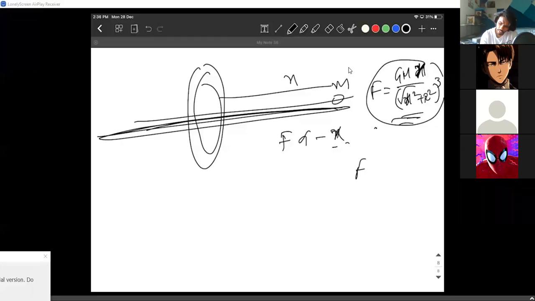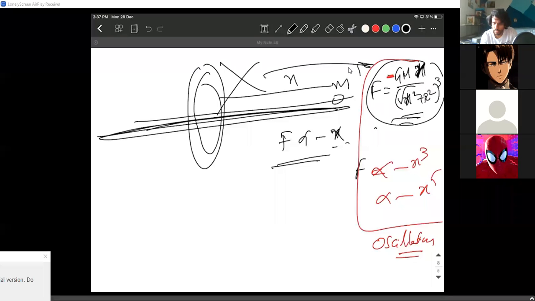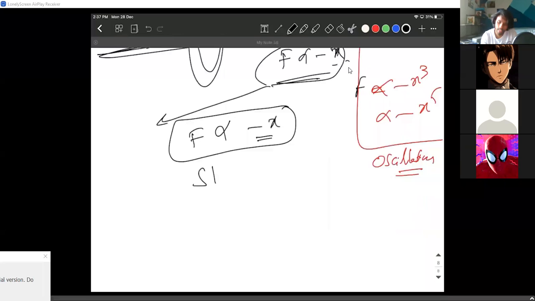Also, let me put a minus there, indicating that the force is in the opposite direction. The force can be proportional to minus x cube. It can be minus x power 5. It can be any way. There are always oscillations like this. But if it is not this, clearly it is not this, because here the force is this. So we cannot call this an SHM. No, this is not an SHM. There are some cases, which we will look into, where the force is exactly proportional to minus x, and those are called SHMs.